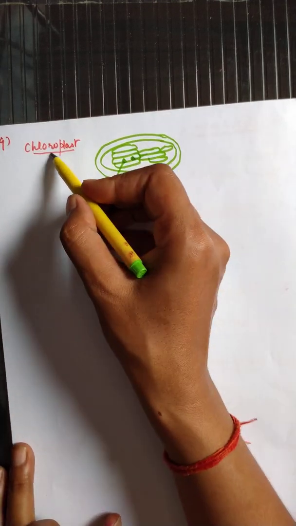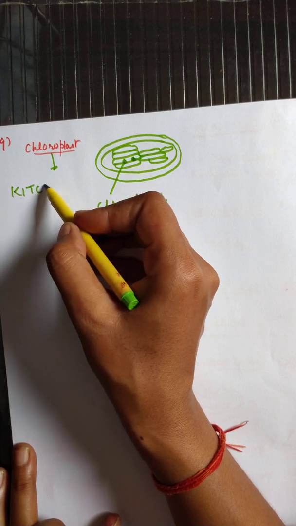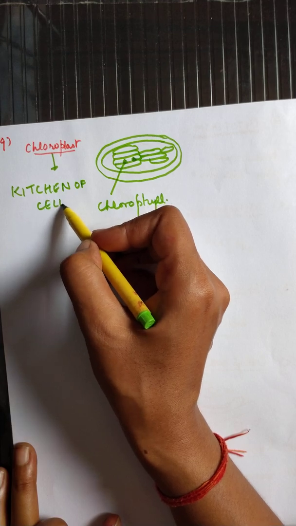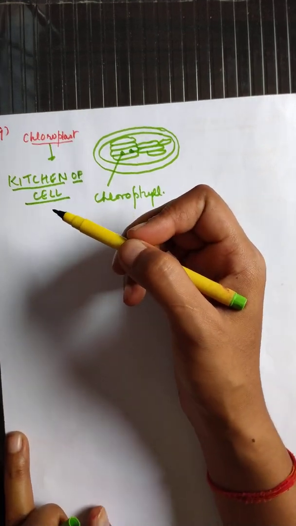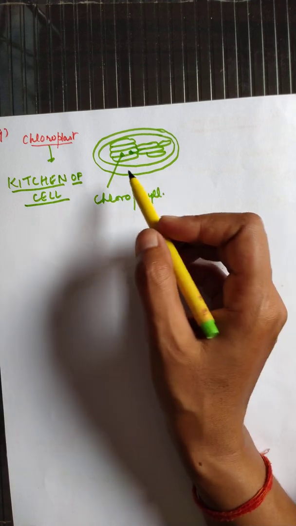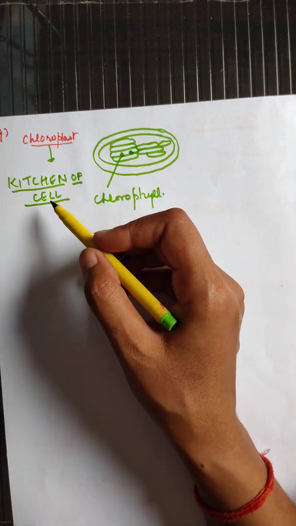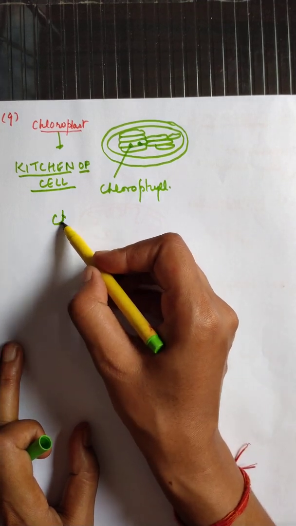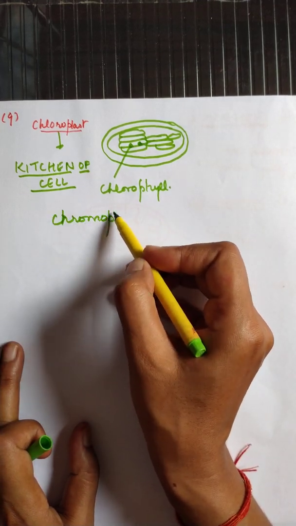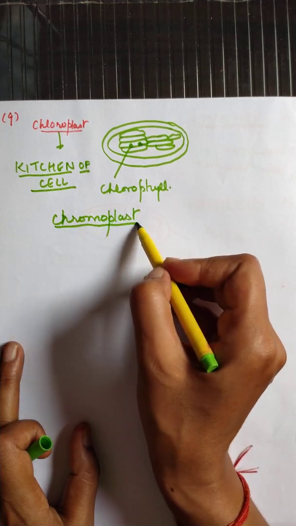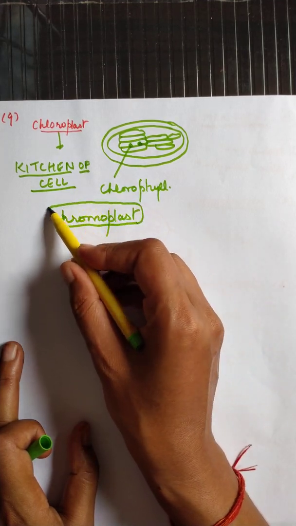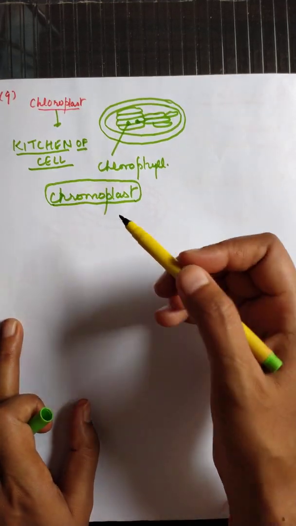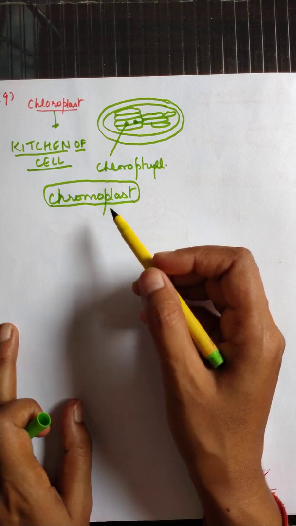The chloroplast is also called the kitchen of the cell, because all the food of the plant is made by the chloroplast. Even the plant cells also have colored plastids, which are called chromoplasts. Chloroplast provides green color to the plant, whereas chromoplast provides the other colors, like leaves having red color, and fruits having yellow color. These all colors are provided by chromoplast.